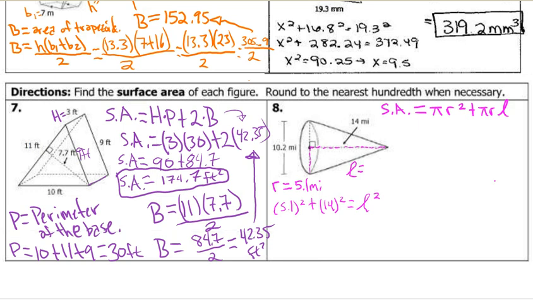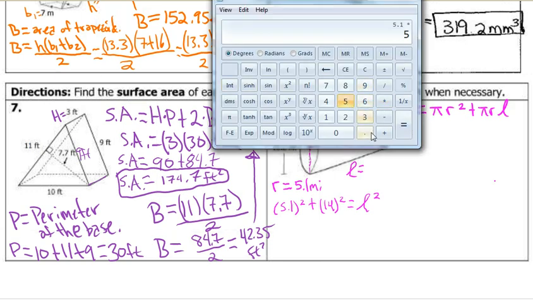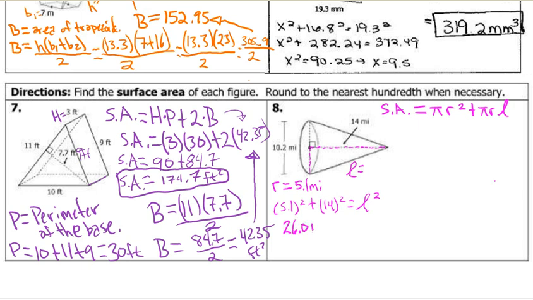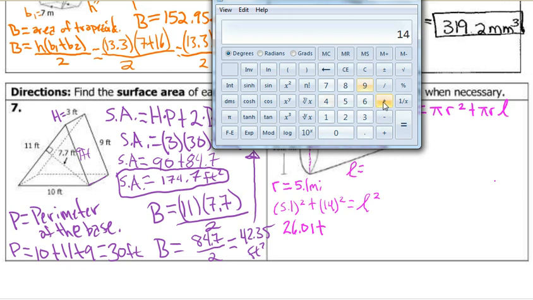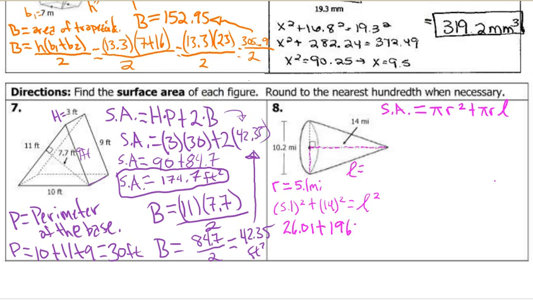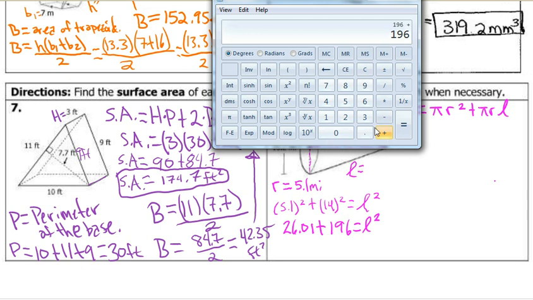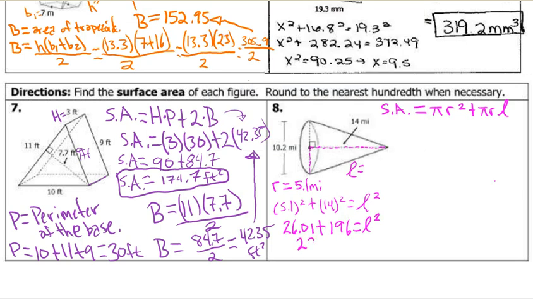So L is 5.1 squared. So 5.1 times 5.1 is 26.01. So I have 26.01 here. So 26.01 plus 14 squared. 14 squared is 196. So here is 196 equals L squared. Now we add those two together. So 196 plus 26.01 is equal to 222.01. 222.01 is equal to L squared. So now here, in order to get rid of the square, we have to square root both sides.